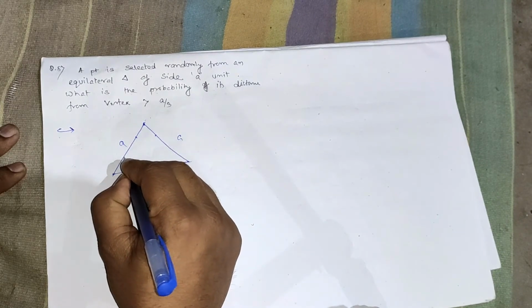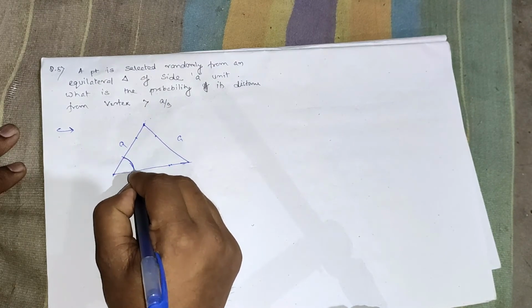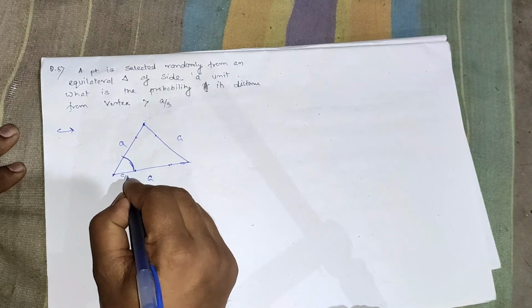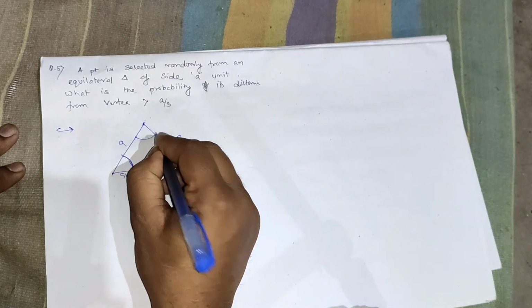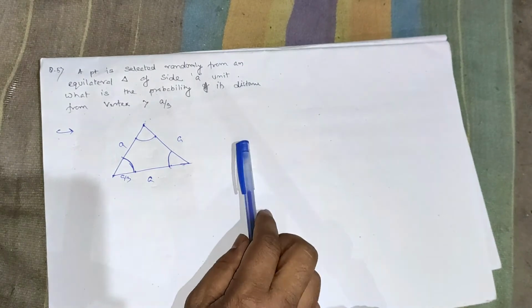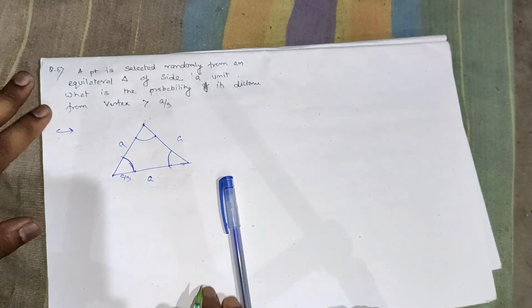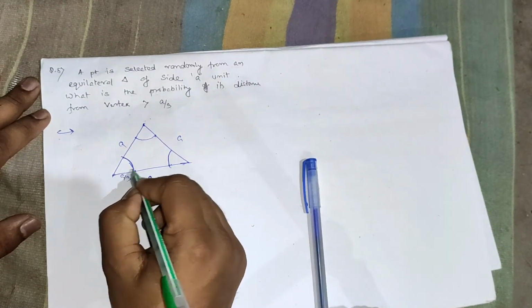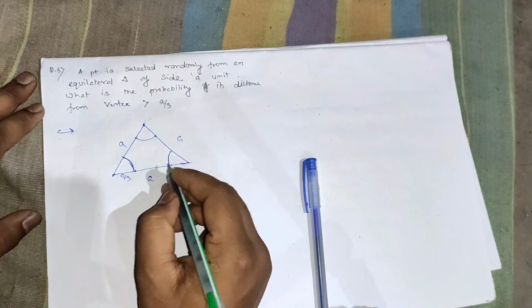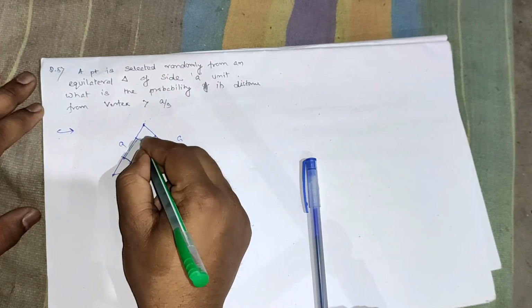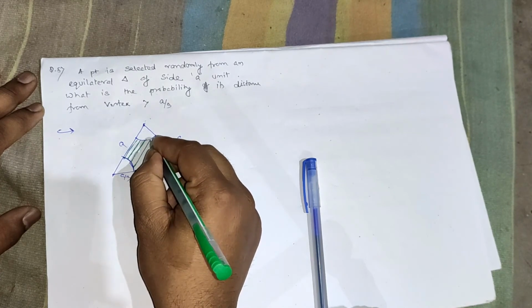So it would be an arc of radius A by 3, that is A by 3. Here also it will be an arc, and here also it will be an arc of radius A by 3. So what they want is the probability that the distance from the vertex should be greater than A by 3. So the point should not be at this position, the point should be here, at a distance greater than A by 3 from the vertex.